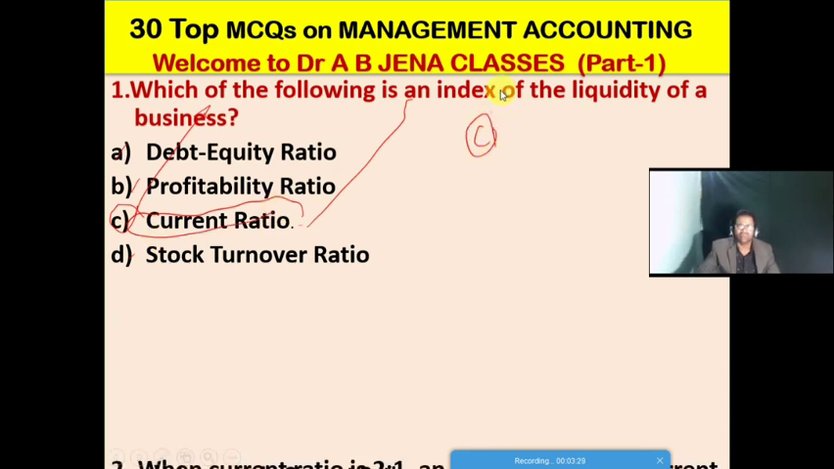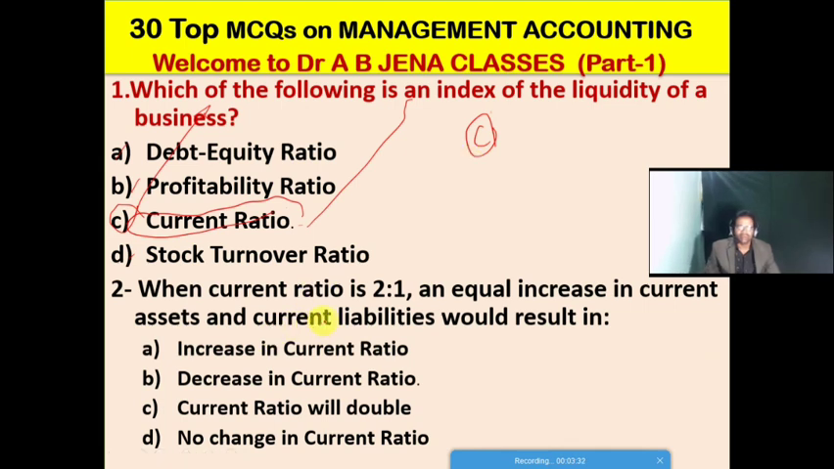Next MCQ: when the current ratio is 2:1, the rule of thumb, an equal increase in the current assets and current liabilities would result in what? A, increase in current ratio. B, decrease in current ratio. C, current ratio will double. D, no change in current ratio. So B is the right option for this MCQ. When the current ratio is 2:1, an equal increase in current assets and current liabilities will result in a decrease in current ratio.